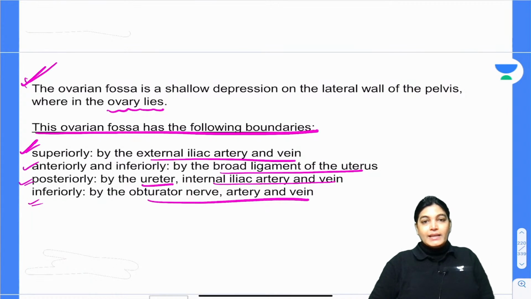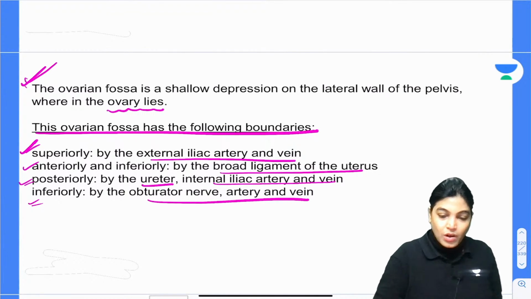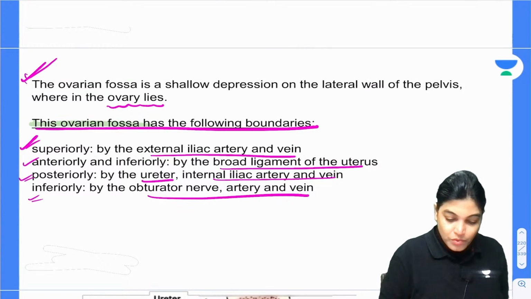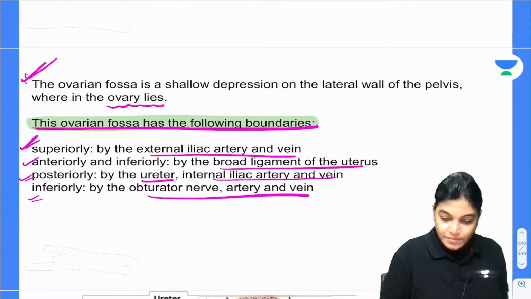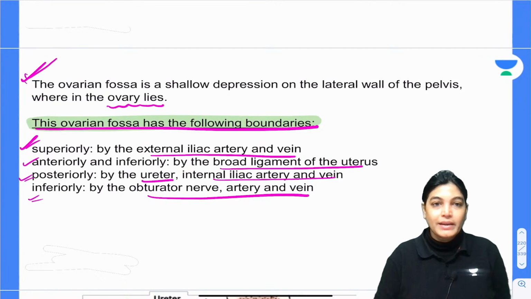Superiorly external iliac artery and vein, anteriorly and inferiorly round ligament of uterus, posteriorly ureter and internal iliac artery and vein, inferiorly obturator nerves and vessels. So all of you do revise the boundaries of the ovarian fossa, which is shown here. Okay. Yes, got it, everyone.